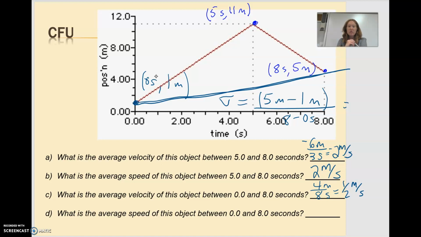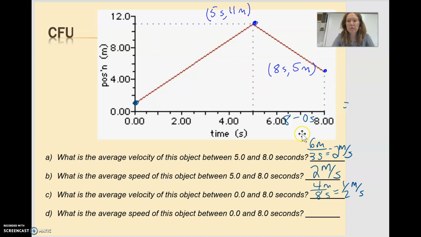And then last question, what is the average speed of this object between 0 and 8? That's harder. I mean, not that hard, but now I need to know the total distance that this person has gone and give them credit for all that. So, let's get this clutter out of the way. Except I still need to know that they started at 0 seconds and 1 meter.